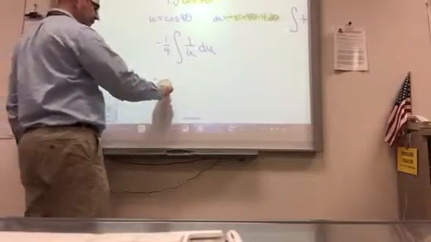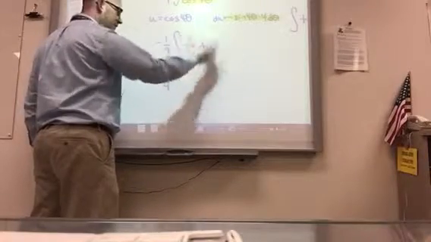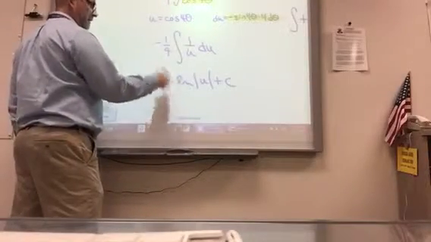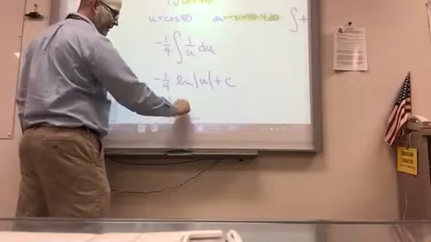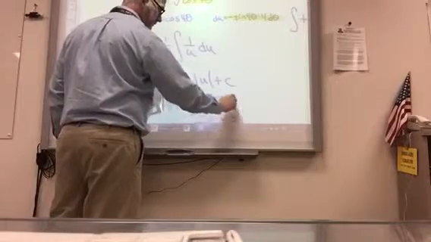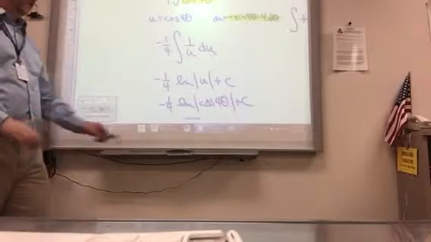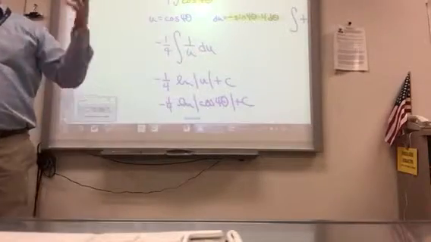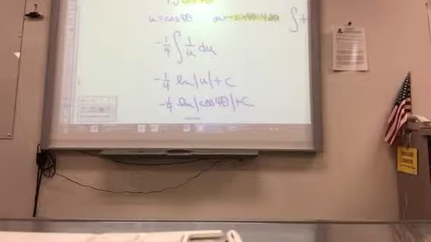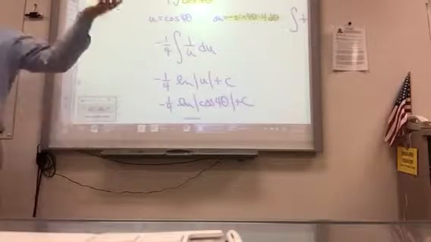So, much simpler problem to solve, hopefully. This becomes a whole new rule. Natural log of the absolute value of u plus c. And this is an indefinite integral, so I have to substitute back in. And so, that would be it. Which, again, would be exactly what you'd get if you just used the rule as I kind of gave it to you. Good. Anything else?